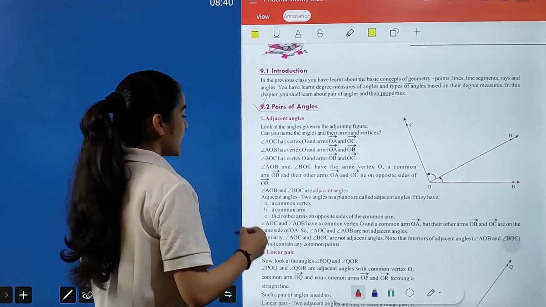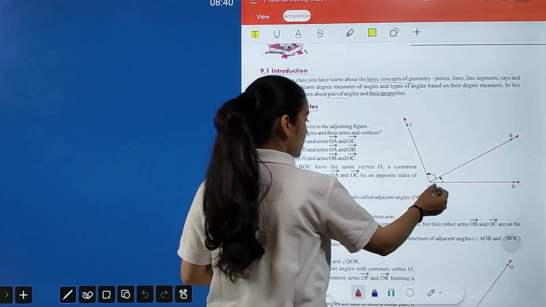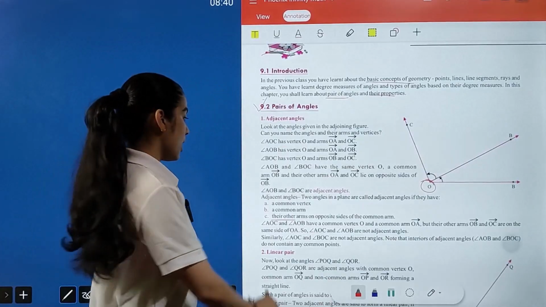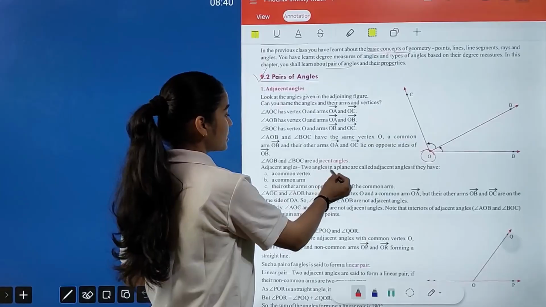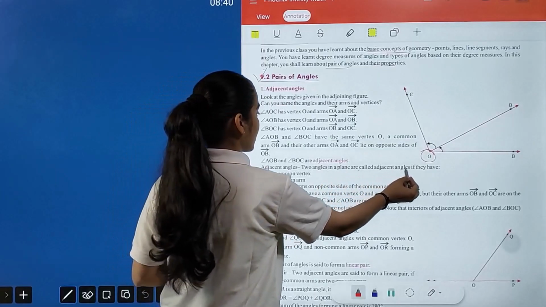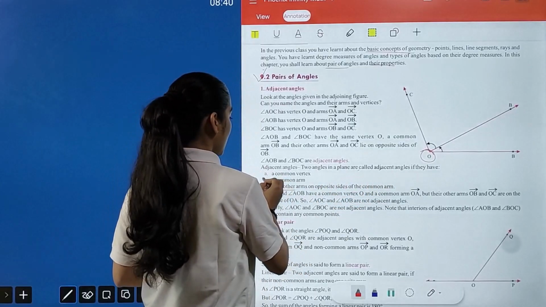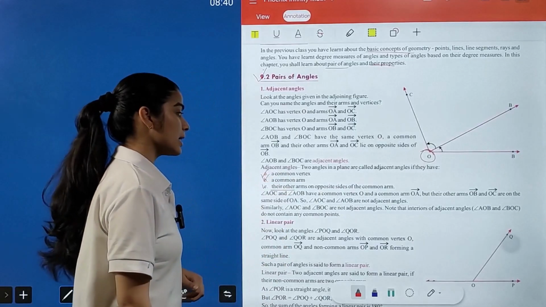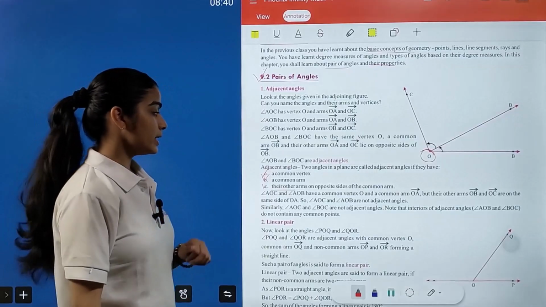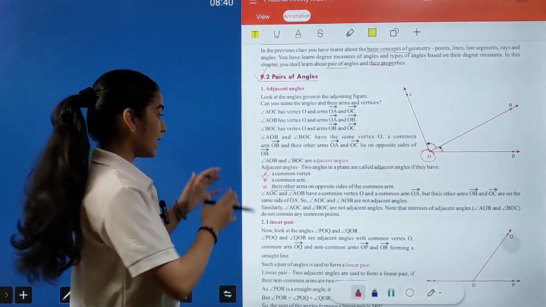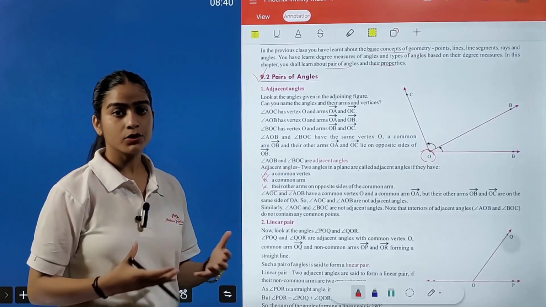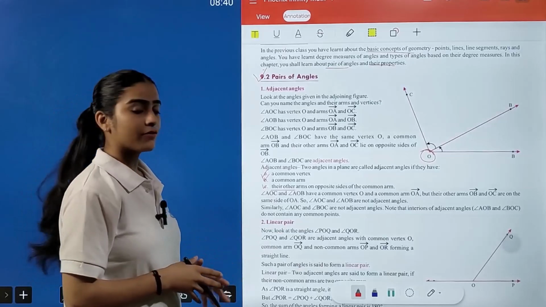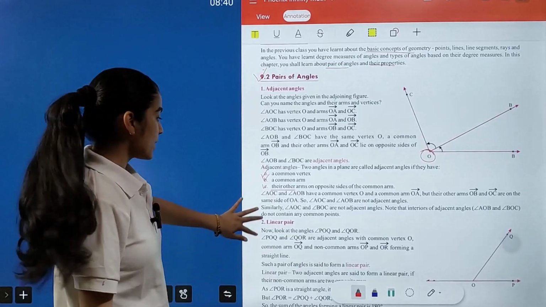Adjacent angles. Adjacent angles means when we have a common vertex and opposite arms with a common arm. Two angles in a plane are called adjacent angles if they have a common vertex, a common arm, and their other arms on opposite sides of the common arm. So if we want to describe that these two angles are adjacent angles, these are the 3 points we have to keep in mind while we explain it.